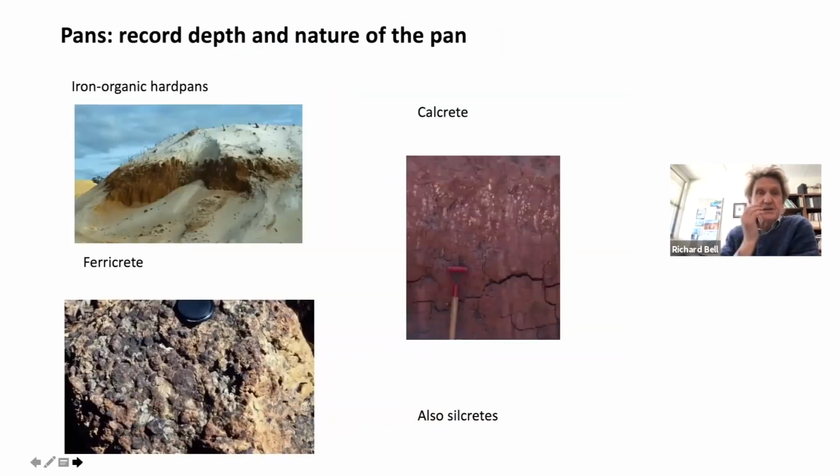Other properties, pans. So this is any horizontal layer within the profile that is strongly cemented together, which would inhibit root growth or water movement through it. And there are a variety of different compositions of pans.